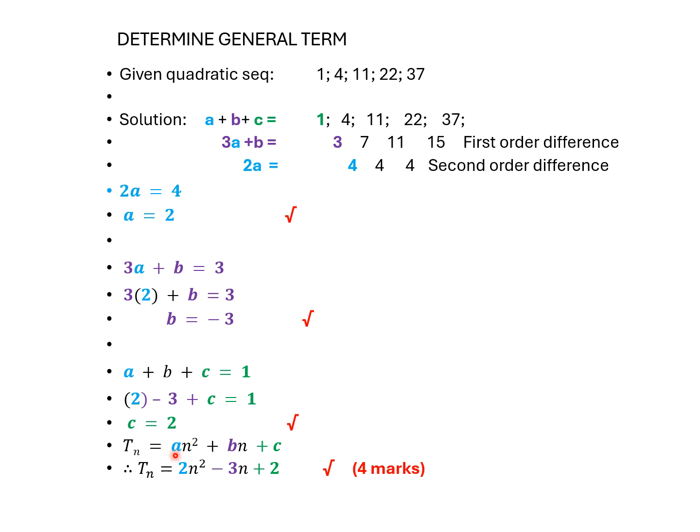Therefore, Tn equals an squared plus bn plus c, where a becomes 2, b becomes minus 3, and c becomes positive 2. Right? Go to the next problem.